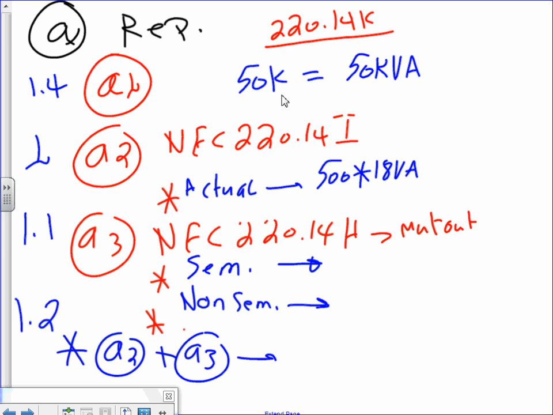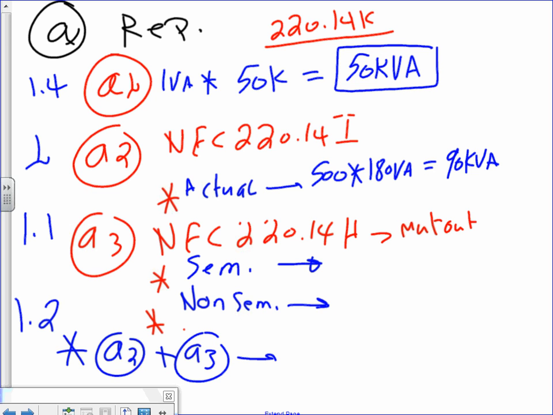It would be nice if I actually put 1 volt amp multiplied by this, so it makes it clear. There's 500 receptacles multiplied by, what did it say, 180 volt amp. Okay, so if you do the math, and I did the math here to explain the process a little bit, guys, you will end up with 90 kVA. And do me a favor, whenever you get the answer, I always box them in. Please box them in.